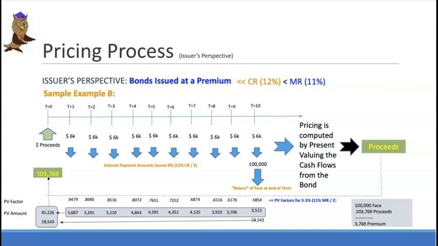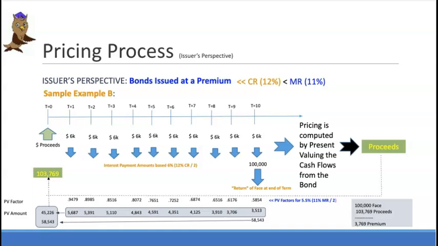The PV factor for each period t equals 1 through t equals 10 is shown on the slide. Each is multiplied by its respective cash flow. The result is a PV amount for each period. Summing up the PV of the interest payments results in a total PV of $45,226. The PV of the face amount, also at 5.5% from t equals 10 back to t equals 0, is $58,543.